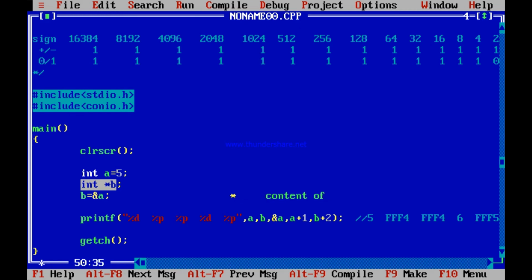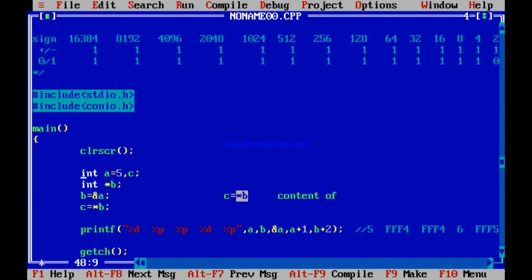That is, if you write star B, it means B is a pointer, and star B means the content of that memory location which is contained in B. I can write somewhat like this: C is equal to star B, where you declare C. Please check out what I meant to say: int A equal to 5, you declare C. Now suppose you write C equal to star B. See, now you check out what it means. A is 5. You have declared another integer C. In star B, B is a pointer. B can contain an address. Address of what? An address of an integer, an address where there can be an integer.